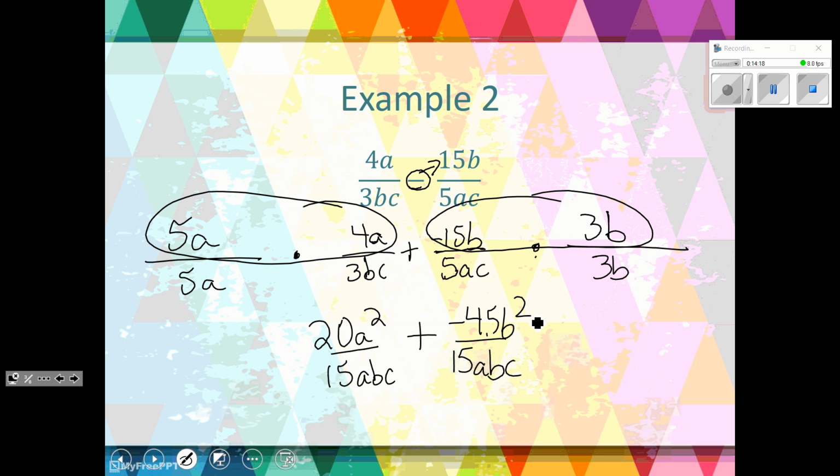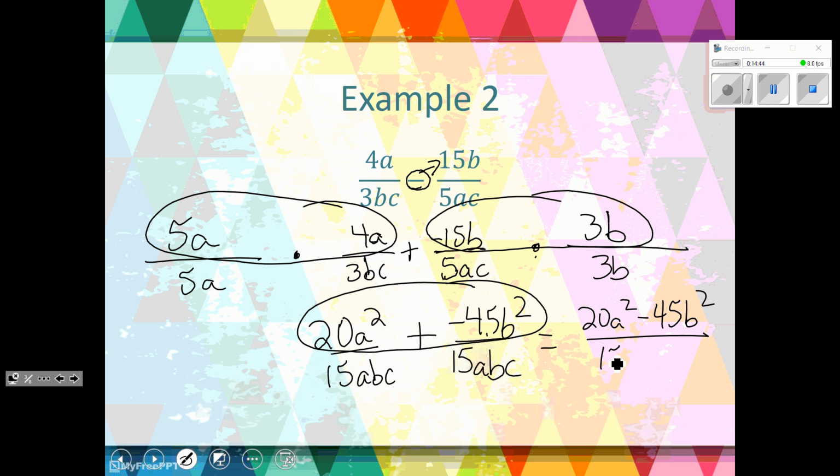Okay? So my question is, last time they matched, and I could add them together. Do I have like terms here? Does 20A squared match with negative 45B squared? No. So you know how you add them together? You just write them. So this is going to make 20A squared minus 45B squared over 15ABC. If you can't put them together, you just kind of smush them together. Okay? Now, we have now added our problems together.